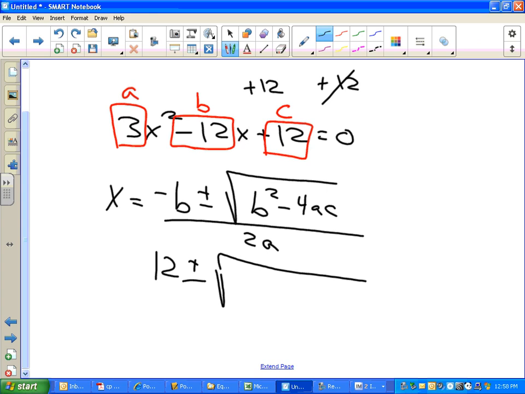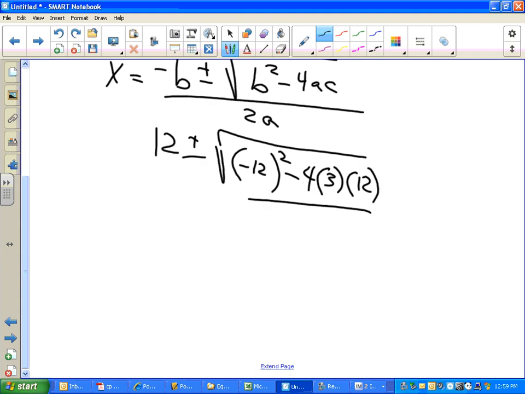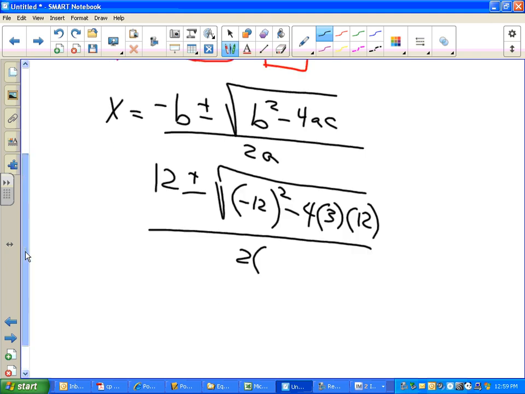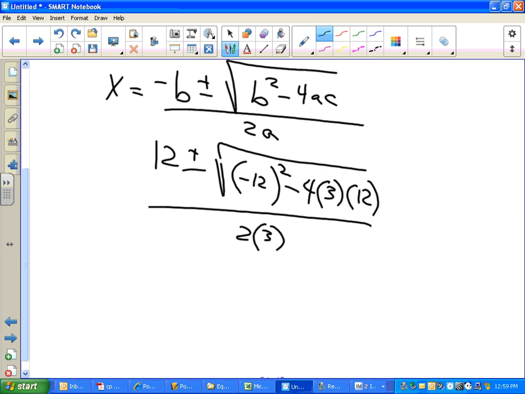What should we put in for b squared? Okay, negative 12 in parentheses, squared. So that's negative 12 times negative 12. Minus 4, a is 3, and c is 12. Divided by 2 times a, and a is 3. All right, so all this equals x. So we're just going to put that into our calculator, type it in there, and see if you get the right answer.